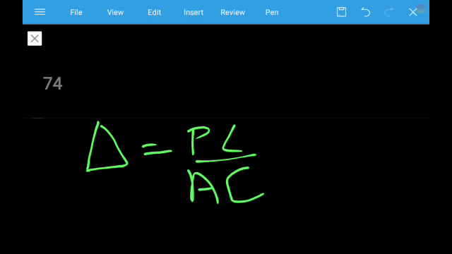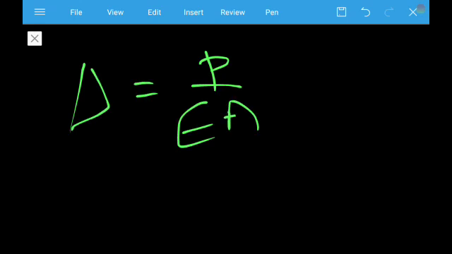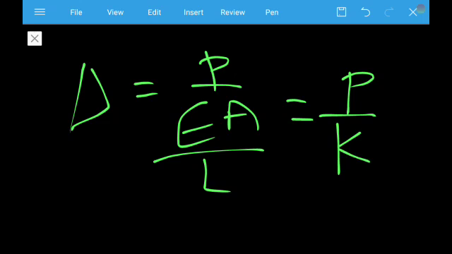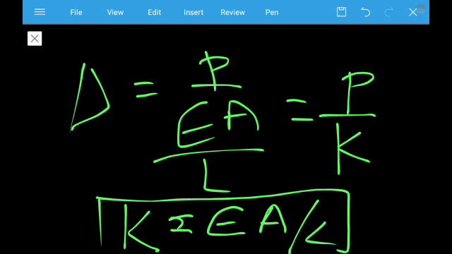Now, what is the deflection? This is given by PL upon AE, where the deflection is P upon EA times L, that is P upon K, or K is equal to EA upon L, which is also the stiffness.